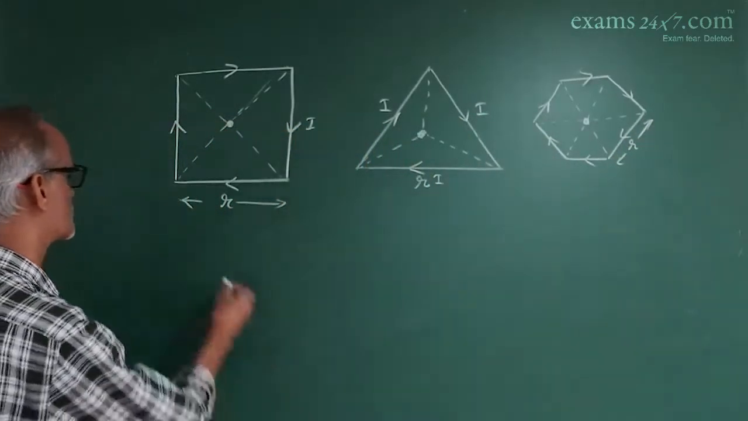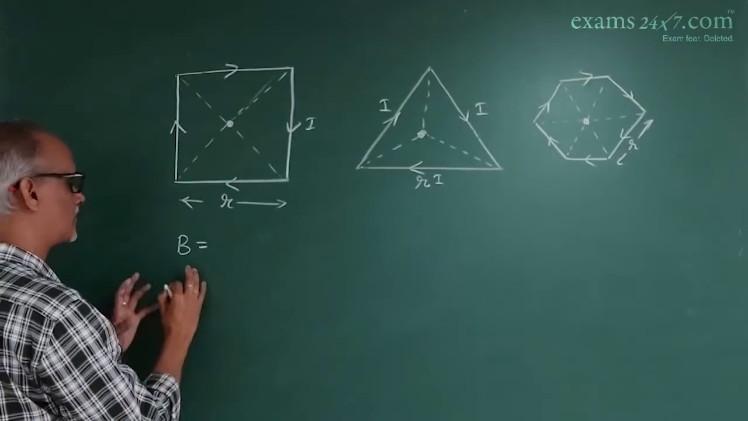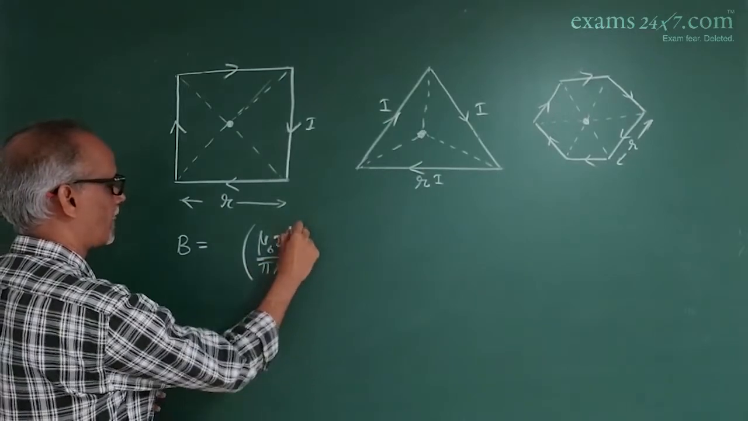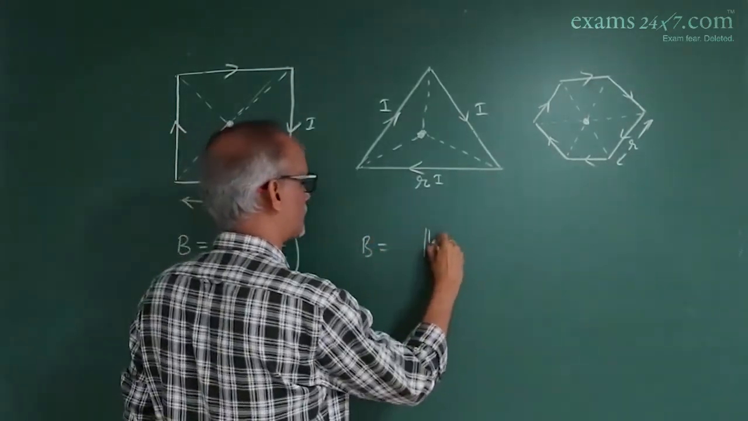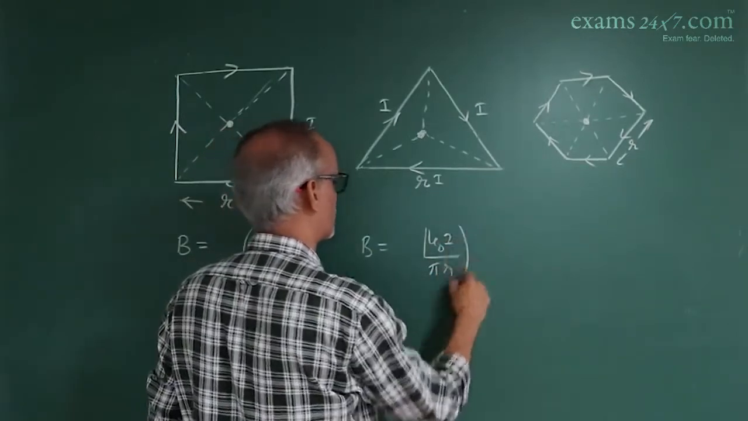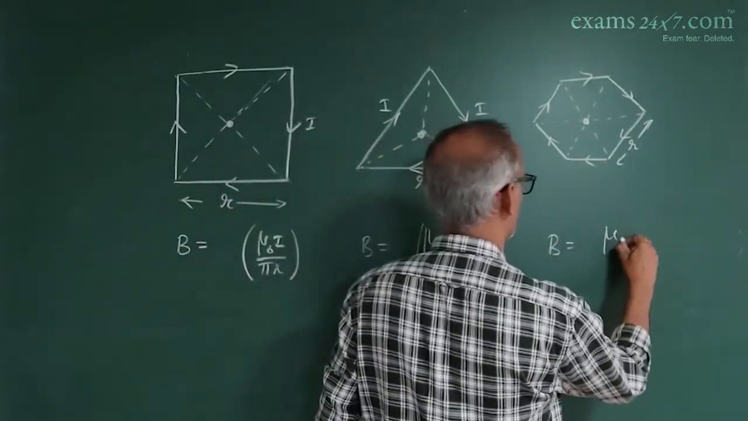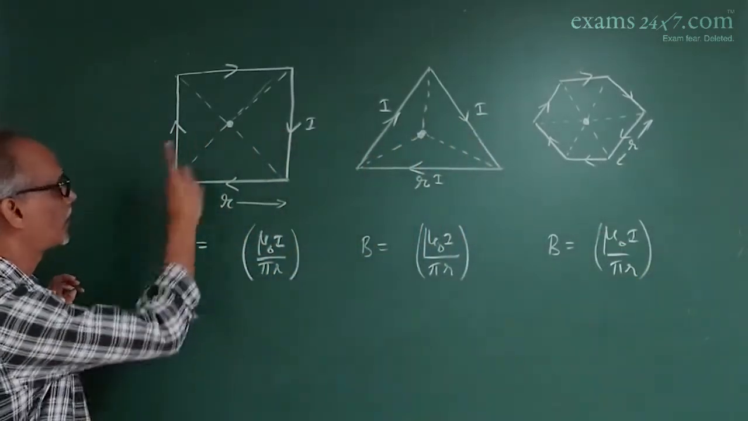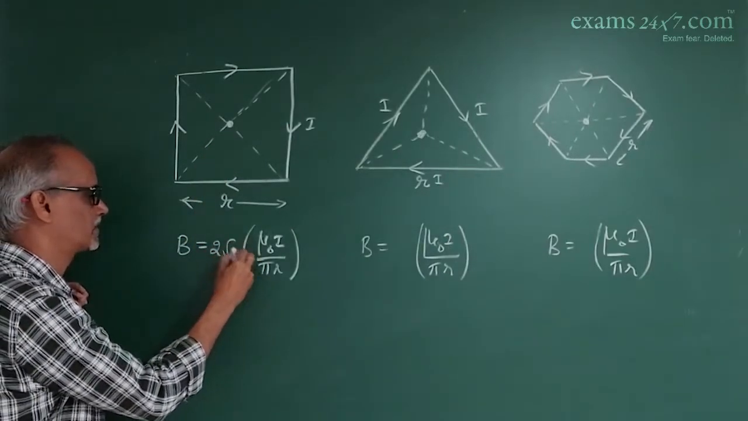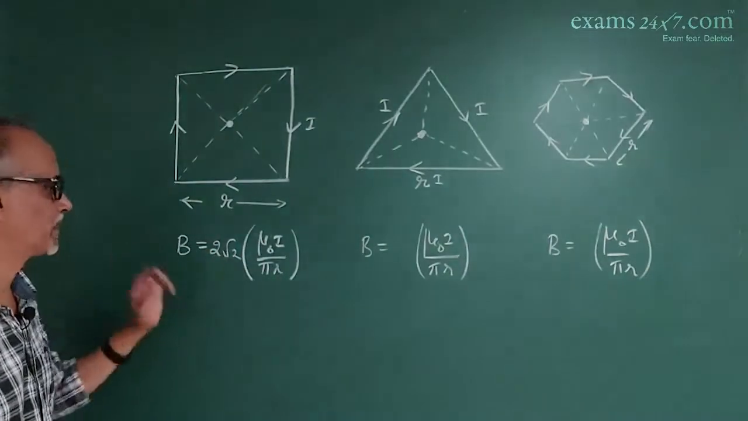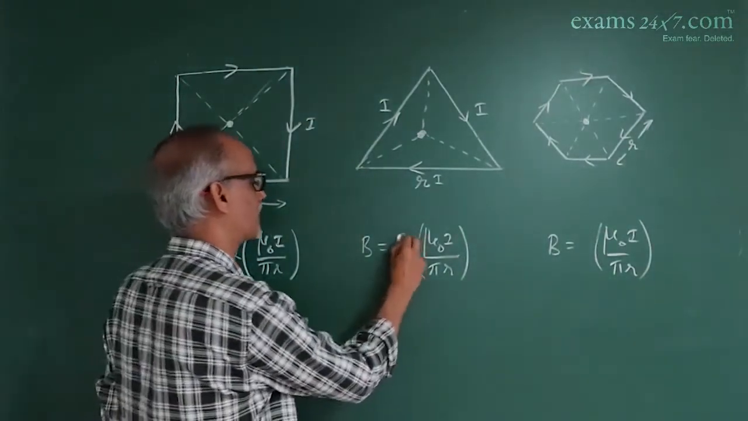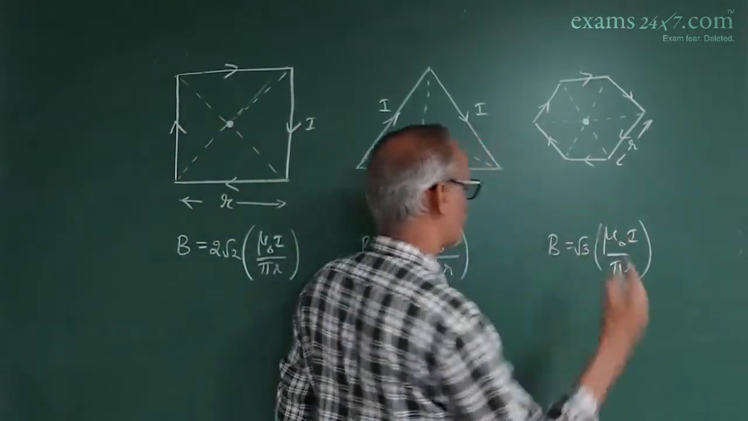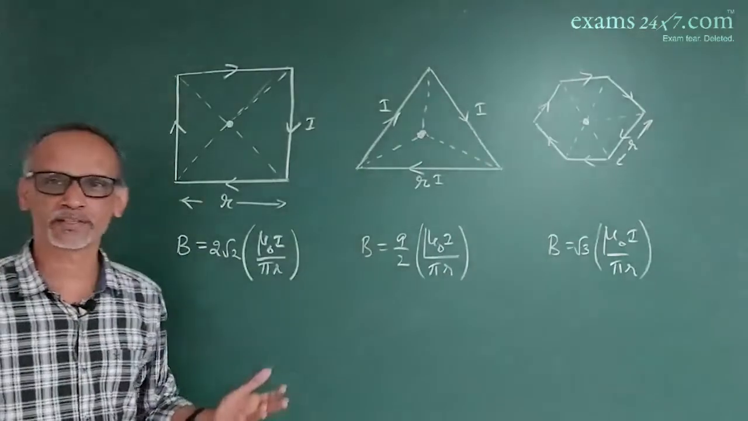Now in all these 3 cases, the common factor which you have to remember is mu naught I by pi r. B is equal to mu naught I by pi r is common in all the 3 cases. And in the case of a square, we get 2 root 2 times mu naught I by pi r. In the case of an equilateral triangle, we get 9 by 2. And in the case of a regular hexagon, we get root 3. So very easy to remember, special cases.